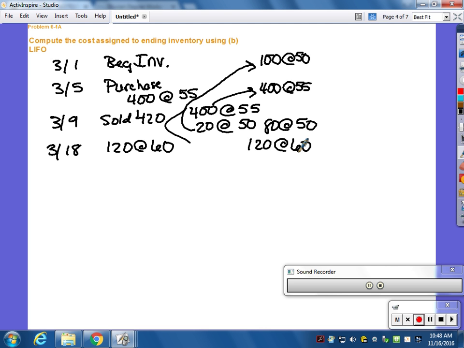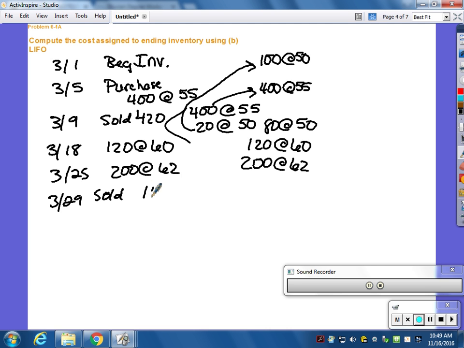What's next? Purchase. What's the date? Purchased 200 at 62. Next, March 29th, sold 160. Where do we pull the 160 from? The 200. So we can do the full 160 at 62, which leaves us with how much from our ending inventory?